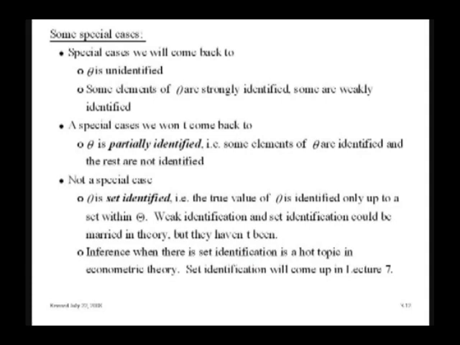And then finally, a couple of other preliminaries. A special case of all of this is going to be that theta is unidentified. Another special case is that some elements of theta are strongly identified and some are weakly identified. Another case is that it's partially identified. What I mean by partially identified is that some elements are identified and some are unidentified. We won't come back to that again. You can find all of that in the literature that I'll be citing, but it's not worth conceptually going through.